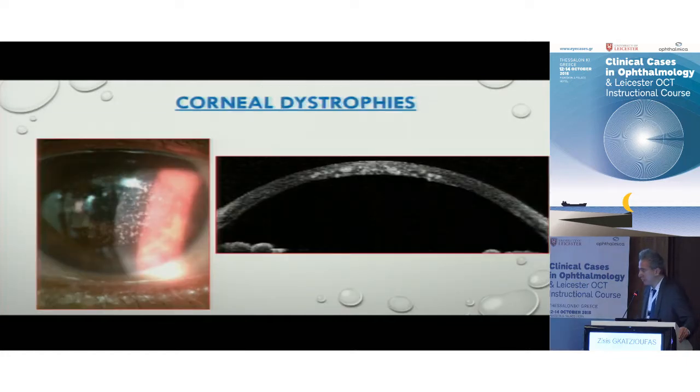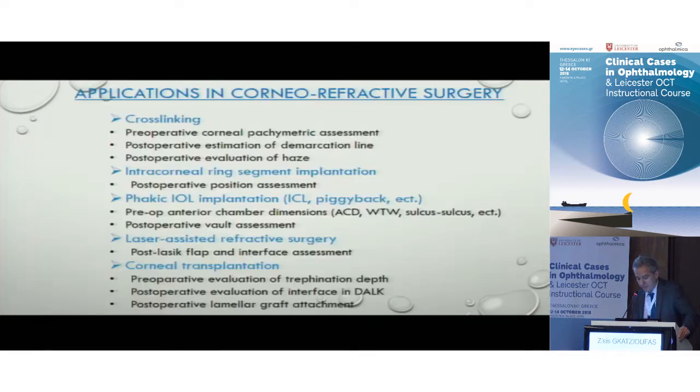In corneal dystrophies, although we know how deep the lesions can go depending on the type of the corneal dystrophy, it's always useful to perform anterior segment OCT, visualize the lesions, and again, take the right decision whether we will perform deep anterior lamellar keratoplasty or full thickness penetrating keratoplasty. This is a case of granular corneal dystrophy with the lesions being deep, reaching the Descemet membrane.